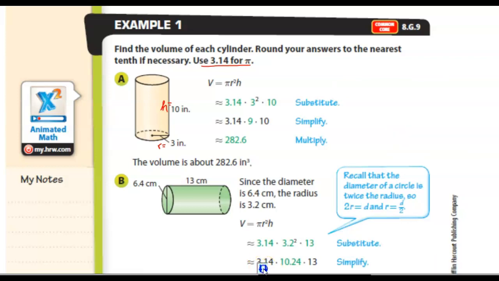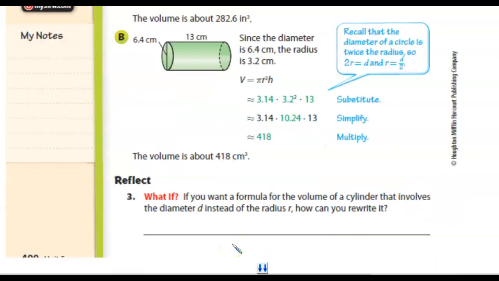Okay, let's take a look at example B. It says this is a cylinder laid on its side, and they show us that in one of the bases there is a diameter of 6.4 centimeters. I do know that the radius is half of that, and that's what I need for my formula. So if the diameter is 6.4, my radius is going to be half of that at 3.2.